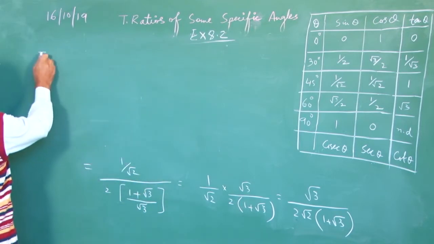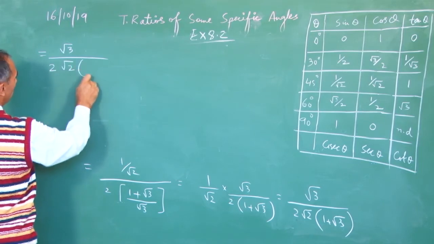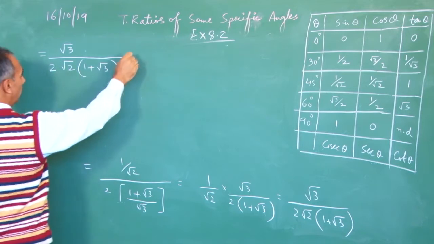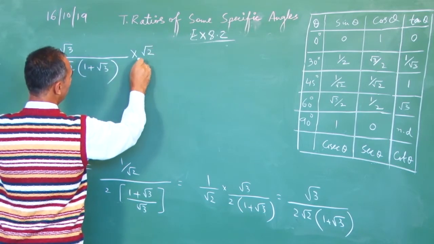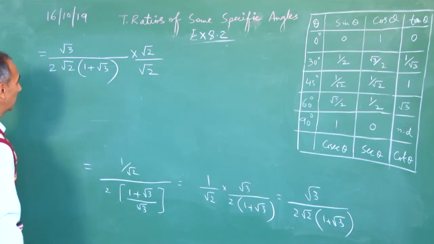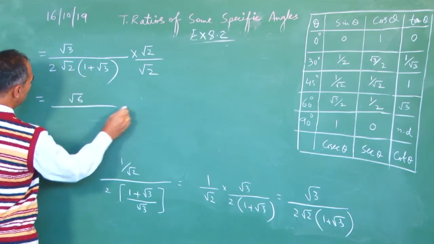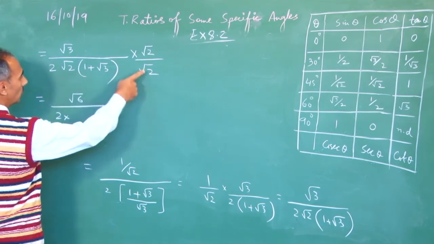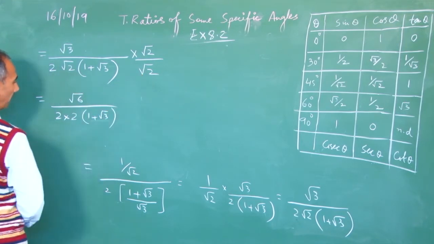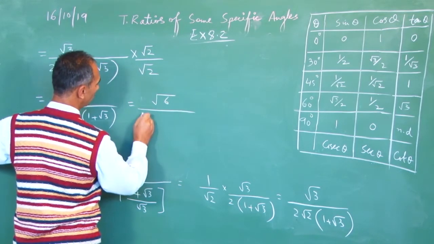So that means I have square root 3 in the numerator by 2 into square root 2 into 1 plus square root 3. If I multiply square root 2 in the numerator and in the denominator, so that root 2 in the denominator gets rationalized. So I will have root 6 in the numerator. This will be 2 into square root 2 into square root 2 is 2 into 1 plus square root 3. So that means square root 6 whole upon 4.